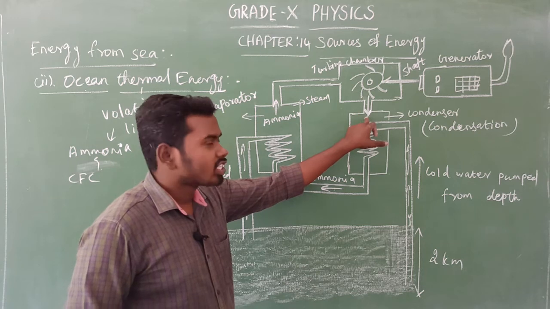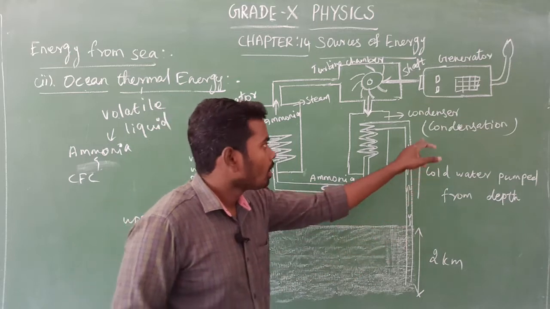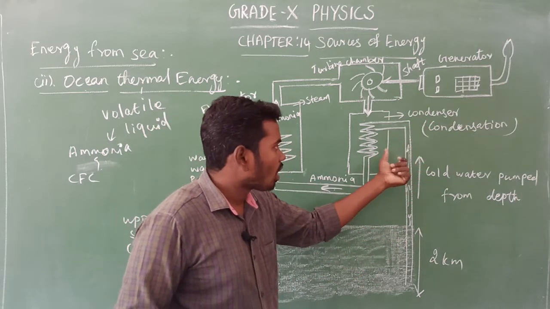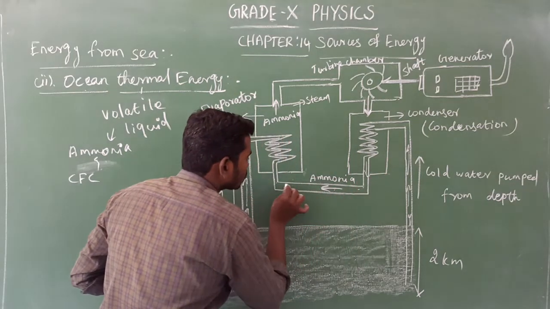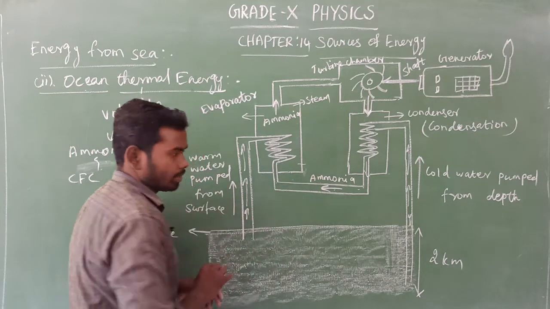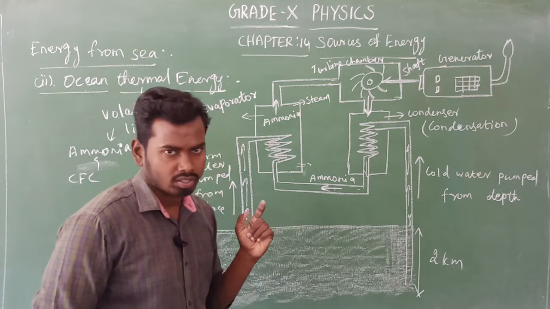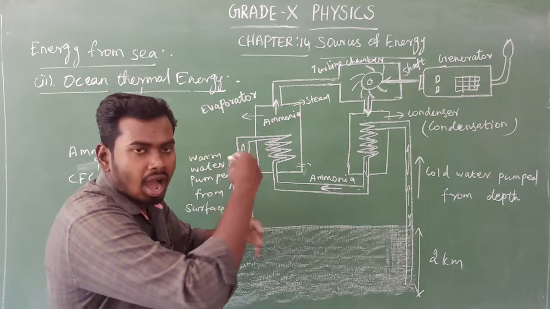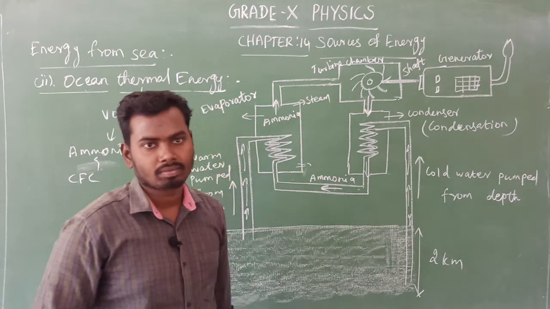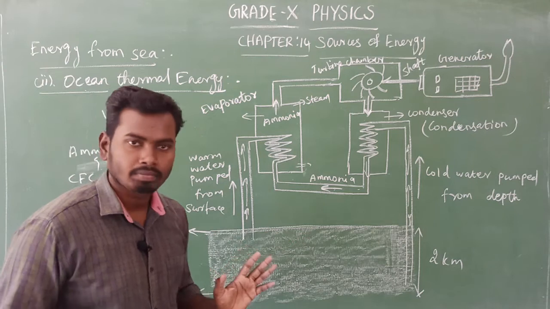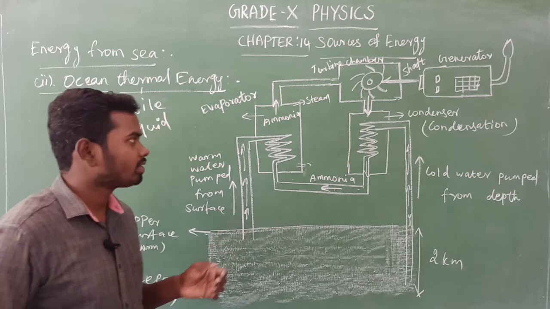So here the vapor form of ammonia again changes into liquid form of ammonia by this cold water. Note this point, this liquid form of ammonia goes again to the evaporator. So this is one cycle. In the same manner, the process happens again and again. So this is one cycle. Is it clear? Very easy. Please try to understand the concept. Okay, I'll repeat that again.